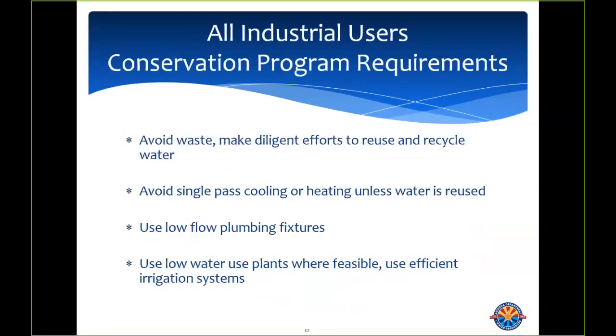Now let's take a look at the general conservation requirements. At the very least, all industrial users within the AMAs must meet the following requirements. Avoid waste and try to recycle. Avoid single-pass cooling and heating unless reusing water. And then use low-flow plumbing fixtures where usable. And also the low-water-use plant list that we have as well.